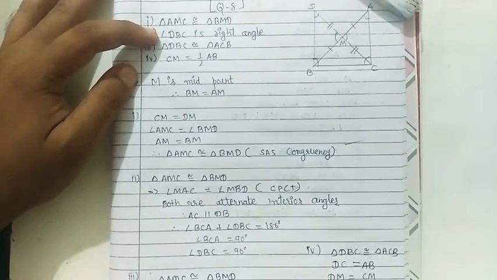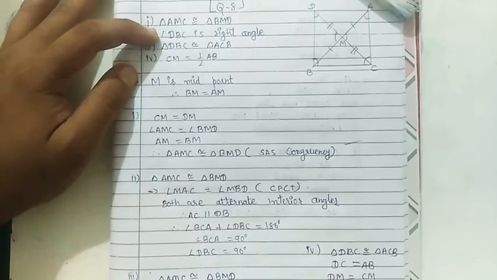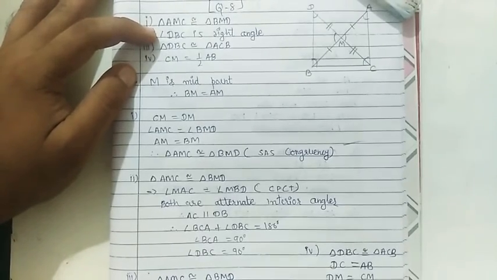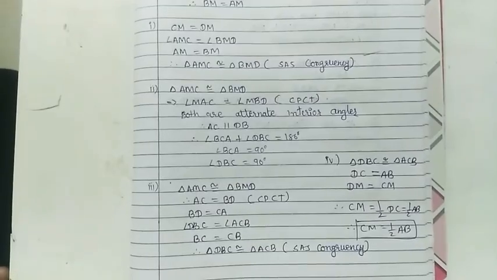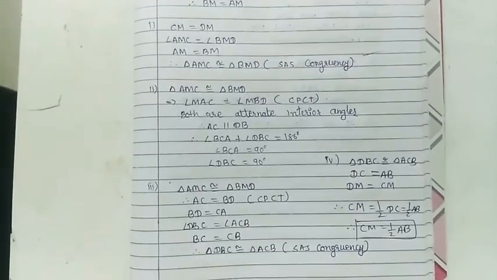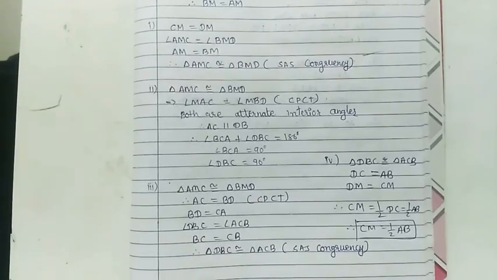Yes, but here it is given that BCA is equal to 90 degree. That is already given. BCA is equal to 90 degree, and so DBC is also 90 degree. Here we got that. Now third one, AMC is congruent to BMD. So AC is equal to BD, corresponding parts of congruent triangles. Now BD is equal to CA, angle DBC is equal to angle ACB, and BC is equal to CB. Okay, simply that is the SAS, side angle side congruency.